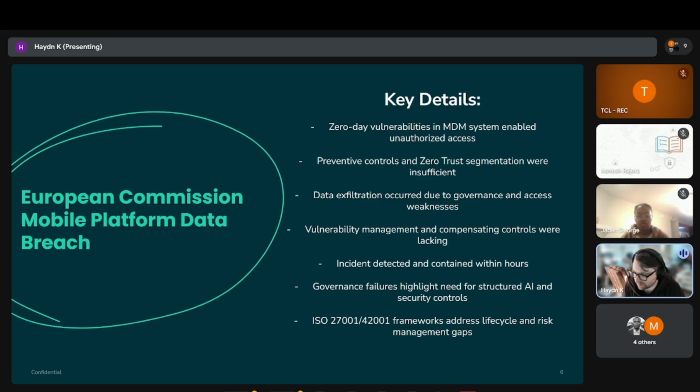Governance failures highlight the need for structured AI and security controls. And ISO 27001 and 42001 frameworks address the lifecycle and risk management gaps.